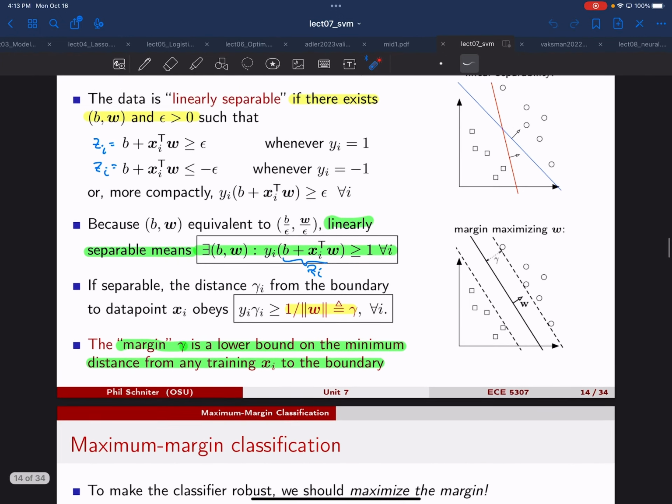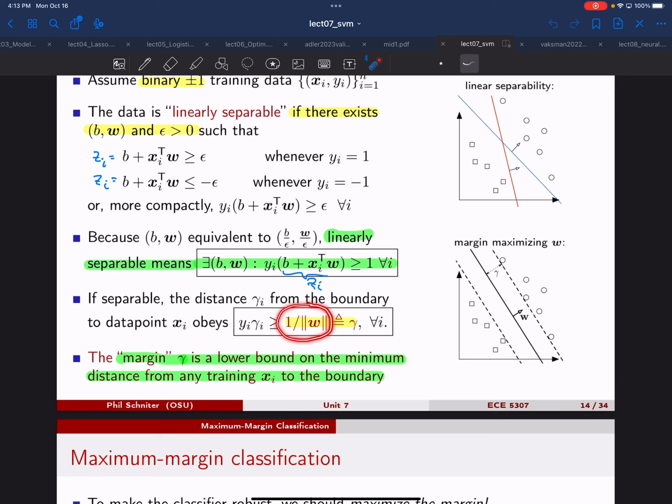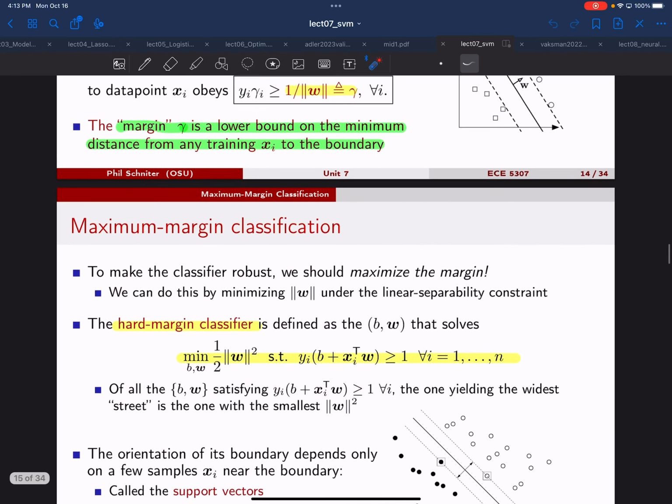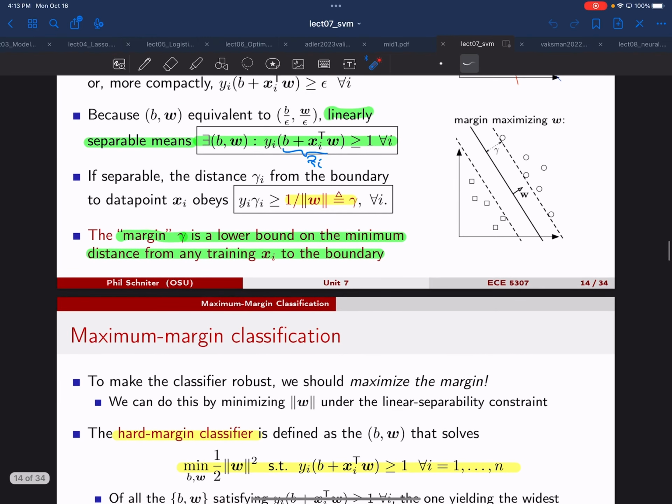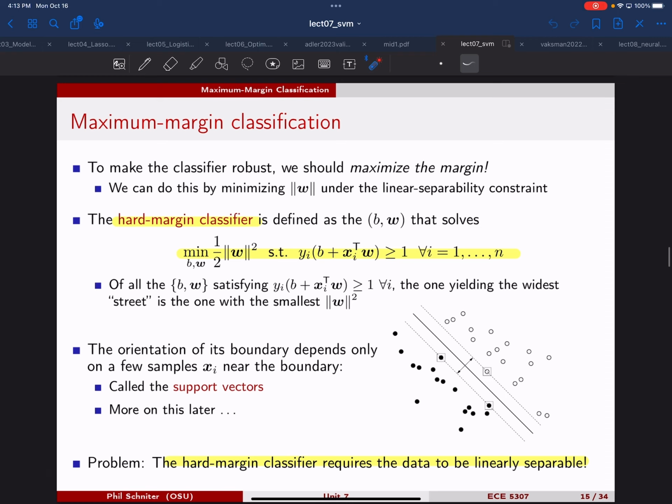And because that lower bound is 1 over the norm of the weights when the data is linearly separable, that led us to our first procedure, which is to minimize that norm, which maximizes 1 over the norm, subject to this linearly separable criteria. If we solve this optimization problem, minimizing this subject to this set of inequality constraints, we will be able to place this boundary just perfectly so that the minimum distance here is maximized. So that was our first attempt at this.